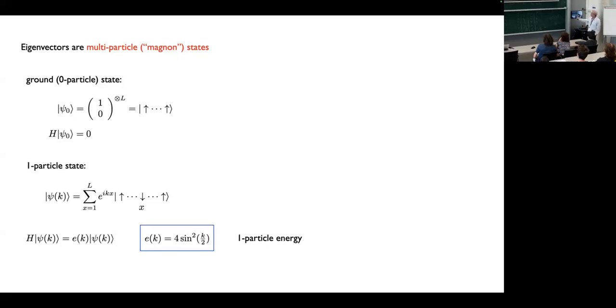Now, this isn't true for any value of k. It's true only for special values of k, namely those that satisfy this condition. If this is true, then we have an eigenstate and we have an eigenvalue.